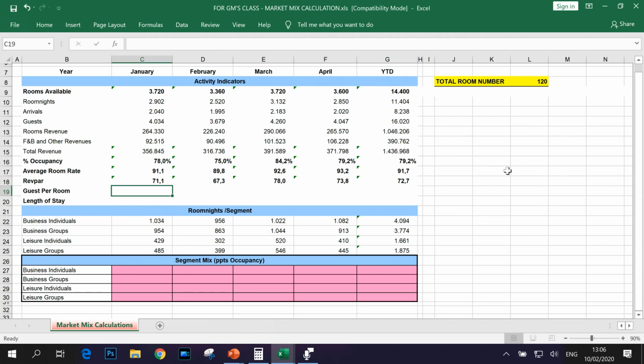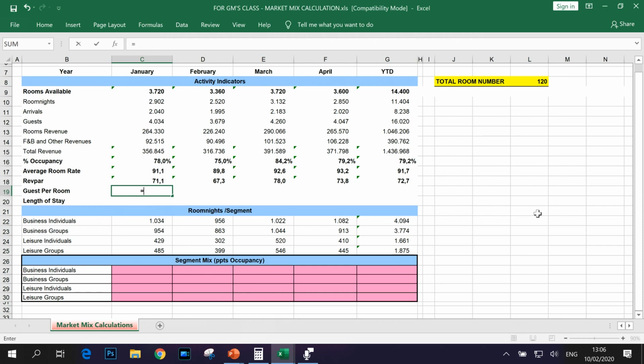Now we have guest per room and length of stay, which is not a very common calculation you will see on a daily basis. But let's take it as an opportunity to talk about it briefly. The guest per room means how many guests are staying in each room.